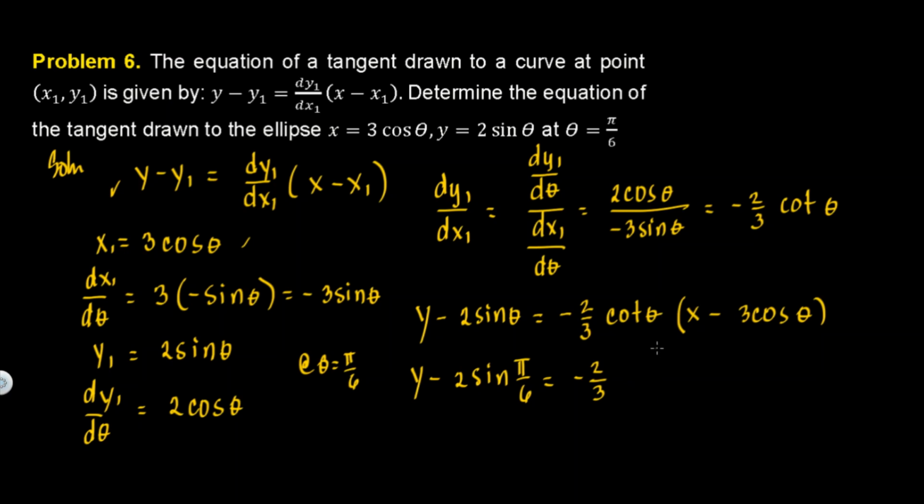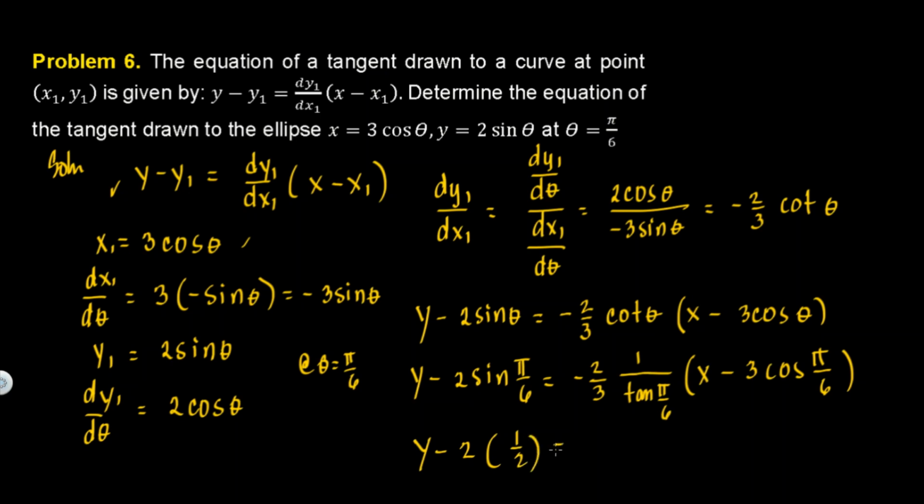Cotangent is the same as 1 over tangent, no? Yes, we can do that. So 1 over tangent of pi over 6, times x minus 3 cosine of pi over 6. Now evaluate. We have y minus 2 sine pi over 6. Sine pi over 6 is 1 half, so this is equal to minus 2 thirds. Tangent pi over 6 is square root of 3 over 3 in the denominator, so when you rationalize or invert it, we have square root of 3.